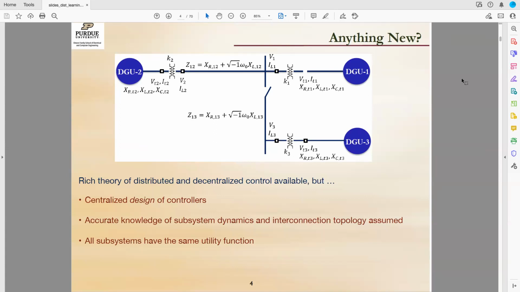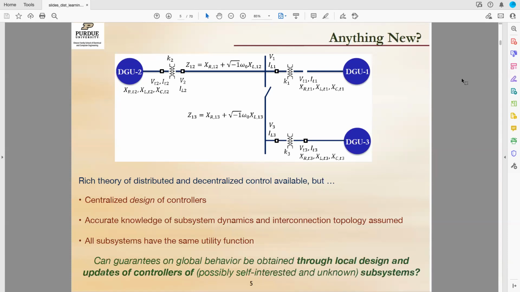In this case, that is not true. Purdue might only be interested in serving the loads at Purdue for the most part. The accurate knowledge of subsystem dynamics or interconnection topology may not be available, and what we certainly want is a local design. So perhaps a question of interest then is not only obtaining guarantees on global behavior through local control, but local design and updates of controls when the subsystems may possibly be self-interested and possibly unknown.